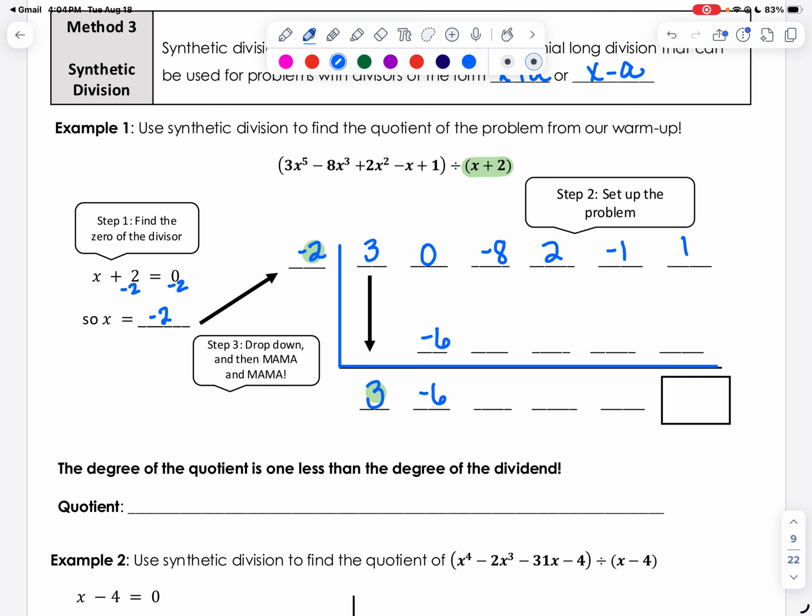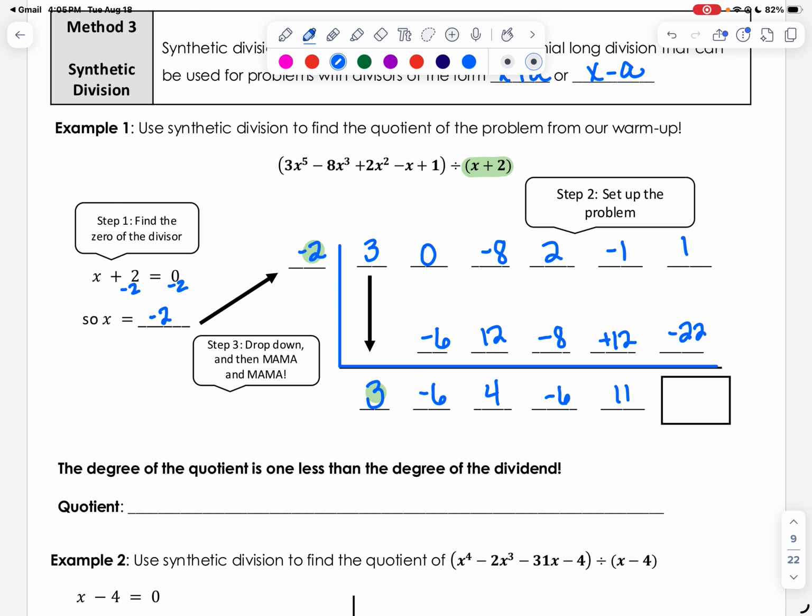And you repeat that, ma, ma. So multiply, negative 6 times negative 2 is positive 12. Now add, negative 8 plus 12 is 4. 4 times negative 2 is negative 8. Now add, 2 plus negative 8 is negative 6. Multiply, negative 6 times negative 2 is negative 12. Oh, I'm sorry, I meant positive 12. And then add, negative 1 plus 12 is 11. And then multiply, 11 times negative 2 is negative 22.